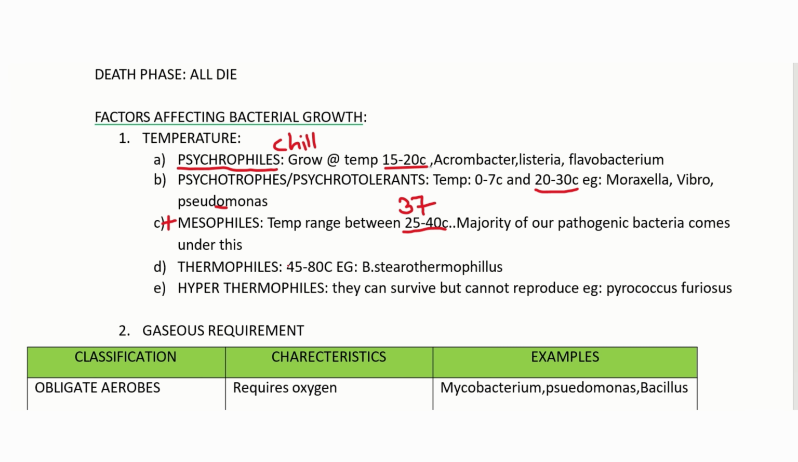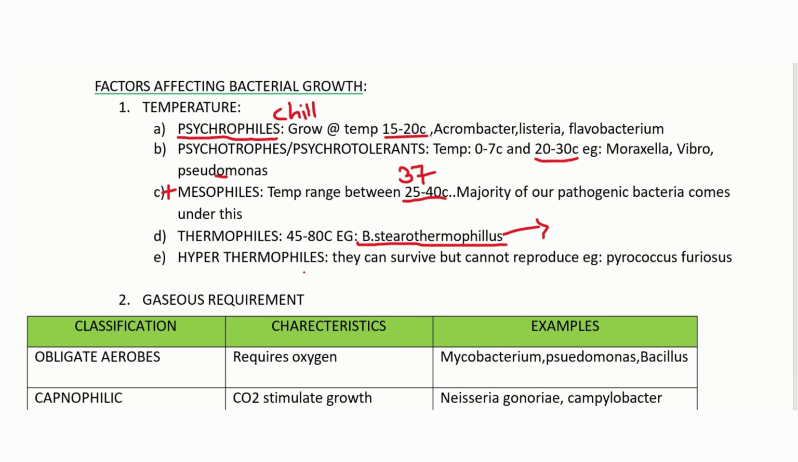Next is thermophiles. Thermophile is 40 to 80 degrees Celsius. The example is Bacillus stearothermophilus. This is usually used in autoclaving to check whether the sterility has been achieved or not. So the question usually comes, which bacteria is used in autoclaving? So the answer is Bacillus stearothermophilus. The other class is hyperthermophiles. They can survive but cannot reproduce. Example is Pyrococcus furiosus.